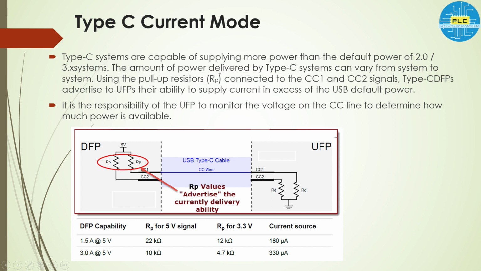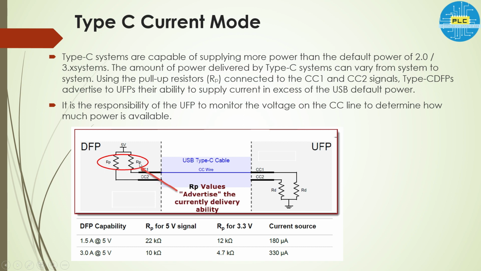Type-C systems are capable of supplying more power than the default power of 2.0 and 3.x systems. The amount of power delivered by Type-C systems can vary from system to system. Using the pull-up resistors, I already explained Rp. Using the pull-up resistor connected to the CC1 and CC2 signals, Type-C DFPs advertise to UFPs their ability to supply current in excess of the USB default power.